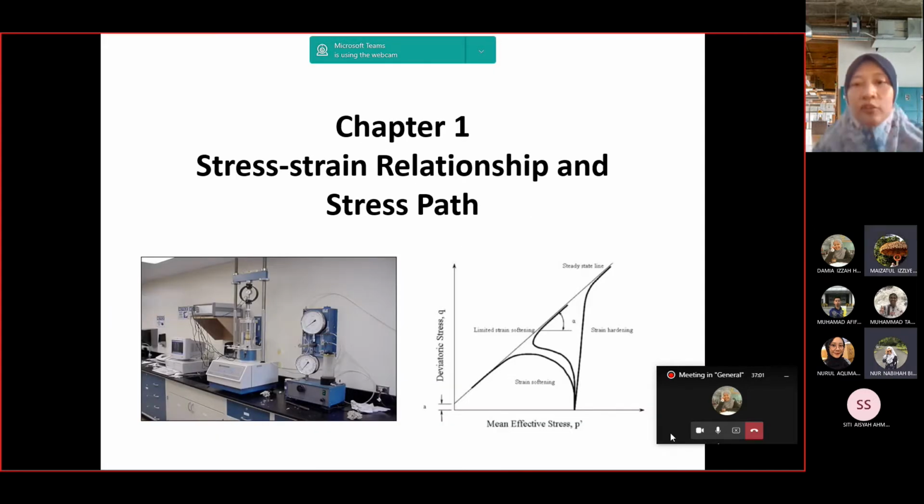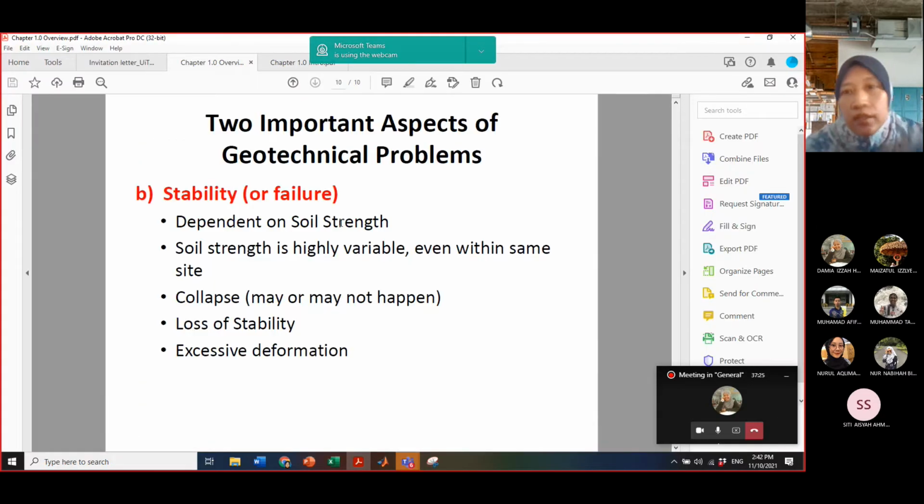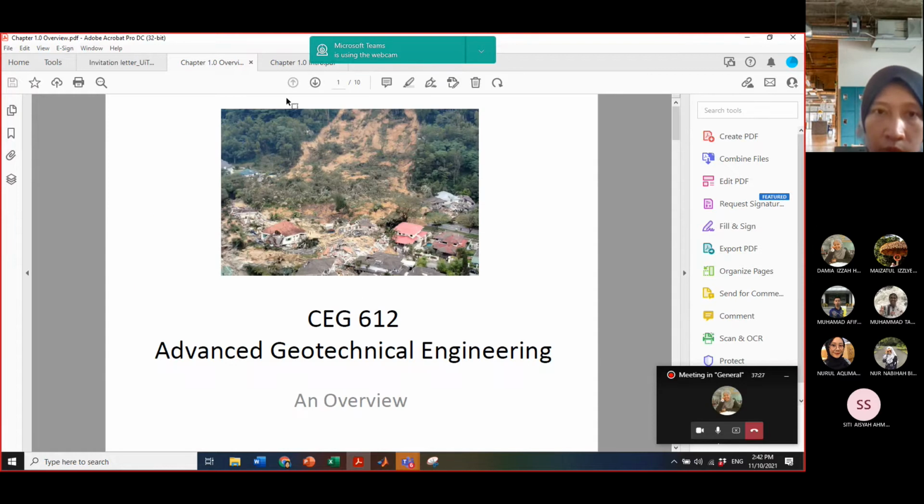Nampak, Madam? Alright, good. Stress relationship and stress pass. If you look at this one, actually it's part of the equipment. This is when we mention how we relate OBE dengan kognitif, dia akan ada berkaitan. Oh, before that I forgot something that I need to show you on this part. Okay, it's very important because before you understand the stress strain, you need to know what exactly CEG 612 is.